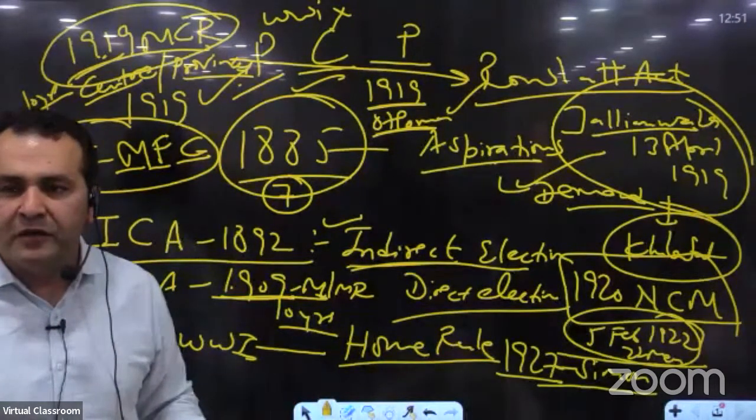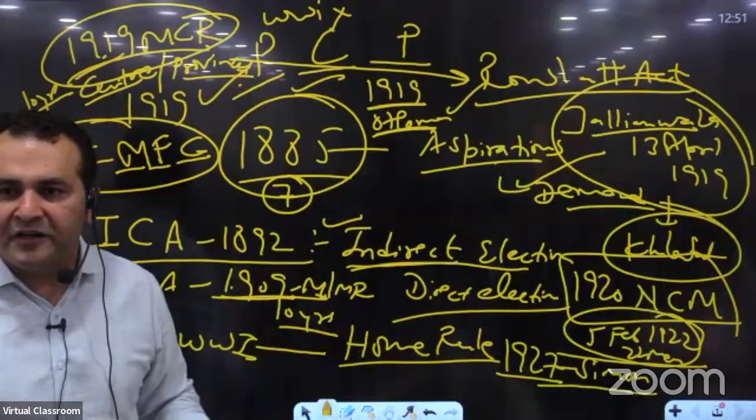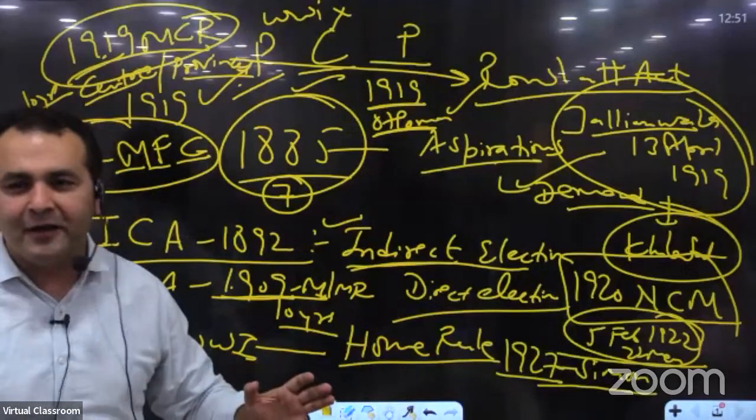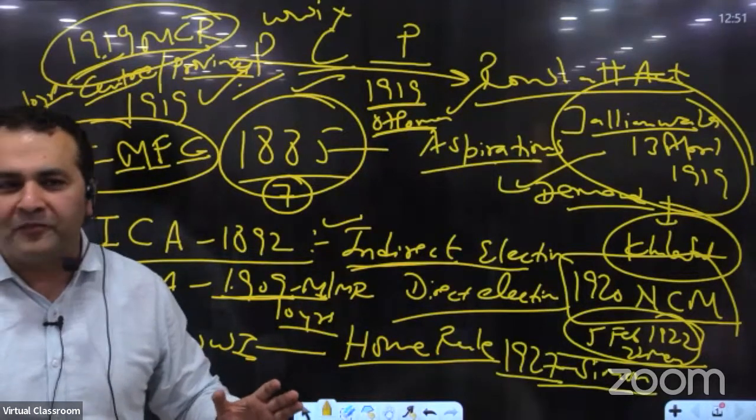So we said, Simon, go back. And Lala Lajpat Rai said it a little more loud. Simon, go back. They hit him with a lathi, Lalaji fell down and Lalaji died. Bhagat Singh was so upset with this.